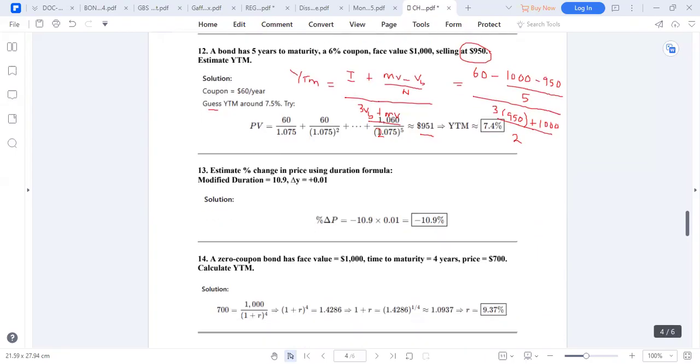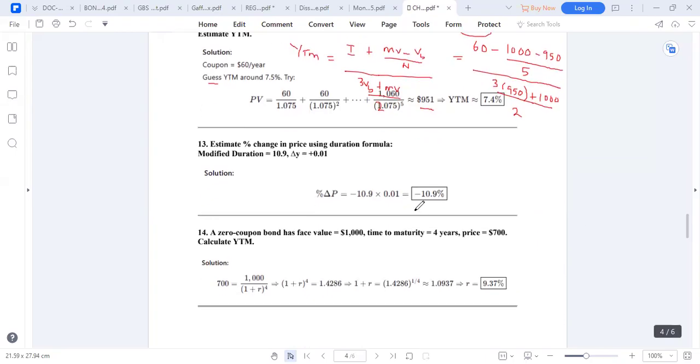Yes, it is. Then estimate the percentage change in price using the duration formula. So for the duration formula, percentage change in price is simply given by... I'm really particularly interested in you understanding almost all the calculations I got from the chapter, because most of the questions are coming from your textbooks. So it'll be easy for you as we go through, to understand how the calculations are done.